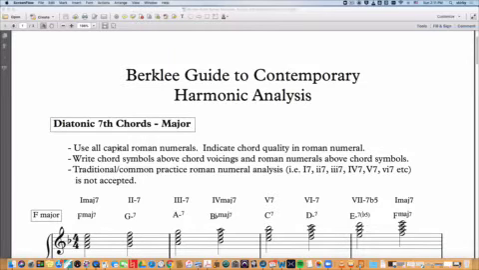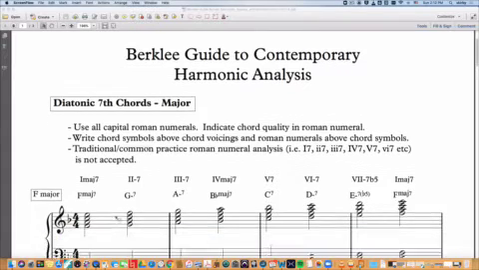about the music. Okay, the first thing is that it uses all capital Roman numerals, no lowercase Roman numerals. We write the chord symbols above the chord voicings, and we write the Roman numerals above the chord symbols like this.